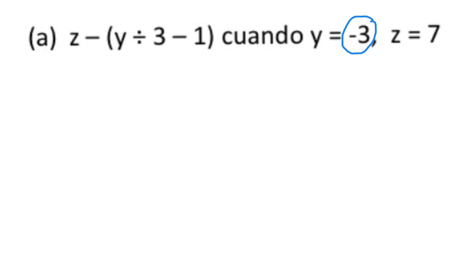-3 has what letter? Y. Draw an arrow to Y. I'm going to use a different color for 7. Circle the other number. What's the letter we're drawing the arrow to? Z.